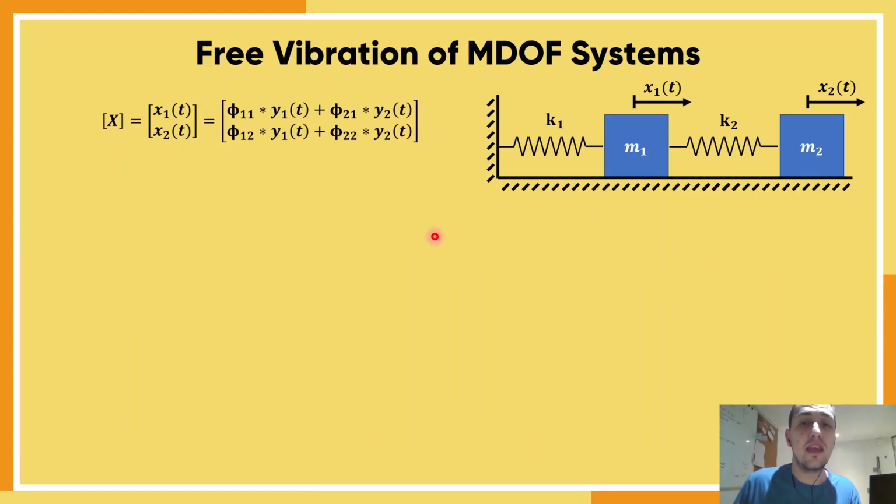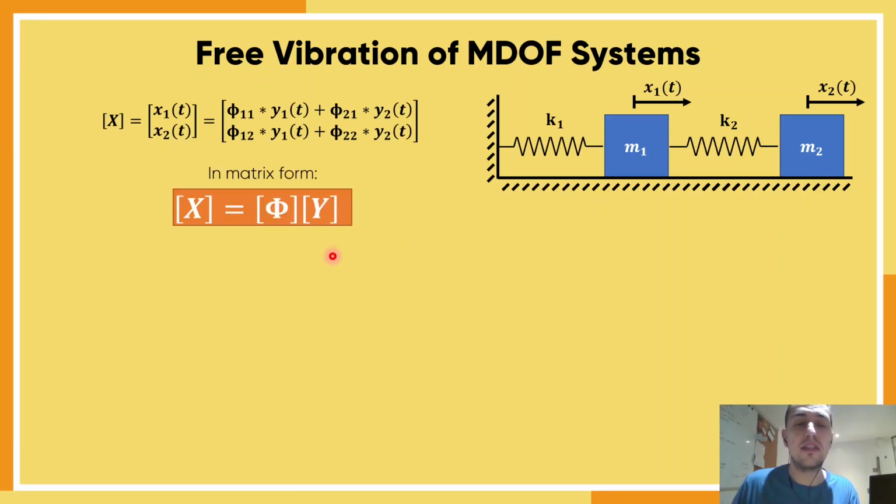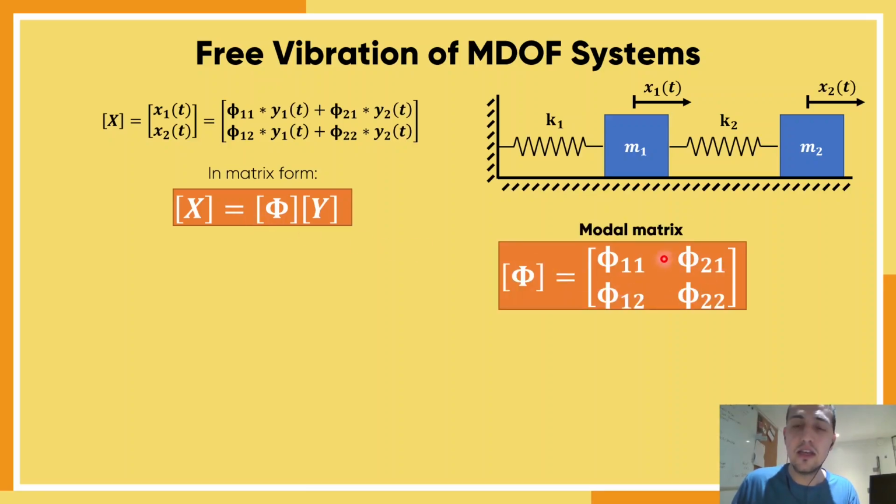If we look at this idea and try to write it in matrix form, this is the way it looks. So x, being the displacement of our degrees of freedom, x1 and x2, is nothing more than the modal matrix, and the modal matrix looks like this. It's just your mode shapes written as column vectors, and we multiply by the vector y, that's just y1 and y2, which is the displacement of the modes.